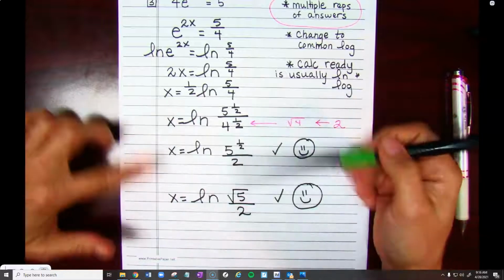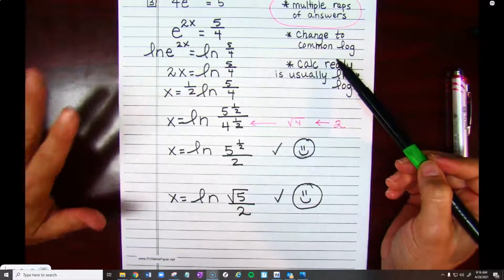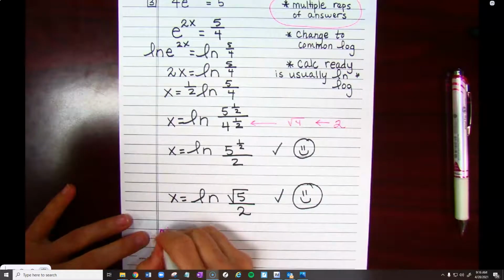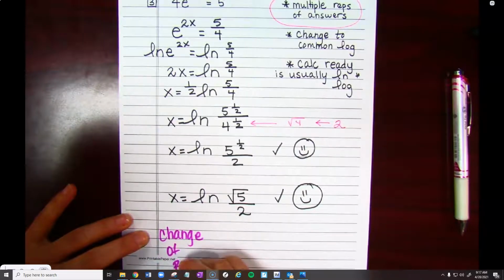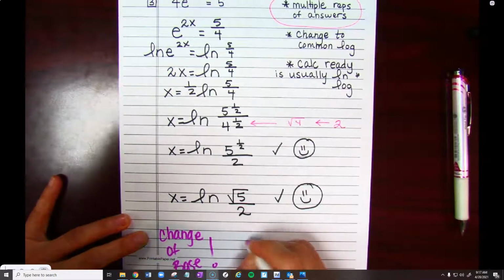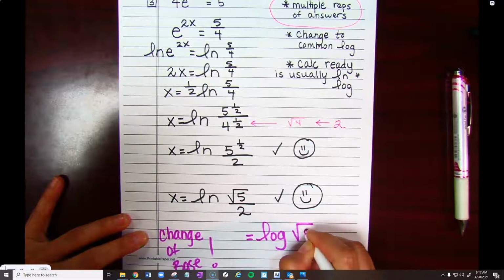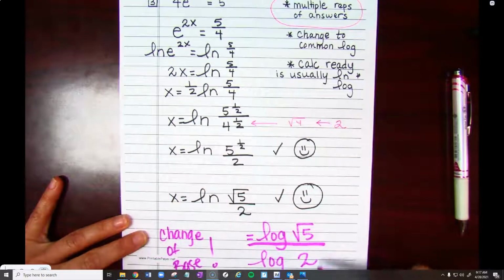So it is in natural log form, but let's just say that I wanted it in common log form for some weird reason. If you need it to be in a different log format, then you have to use change of base. So this would be, let's just take the common log like the instructions, right? The common log of square root of 5 divided by the common log of 2. So we would do actual division here.